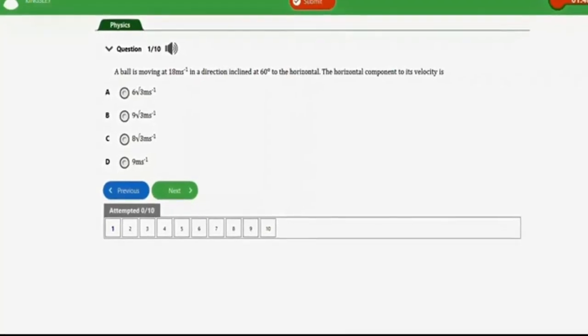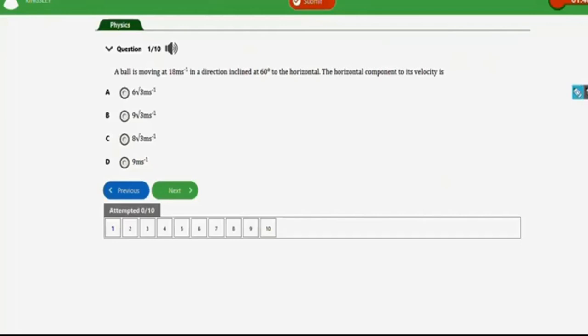In this video, we're going to learn how to solve problems involving projectile motion. So let's get started. The first one I have here says a ball is moving at 80 meters per second in a direction inclined at 60 degrees to the horizontal. The horizontal component of its velocity is what?